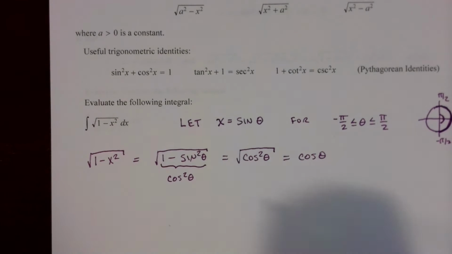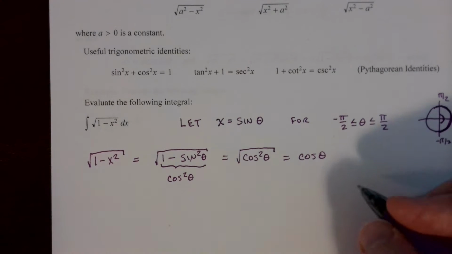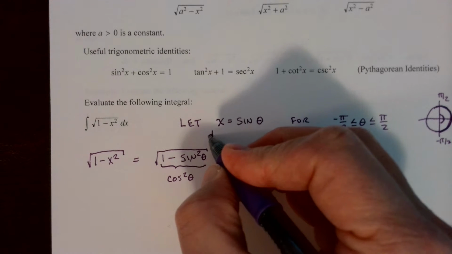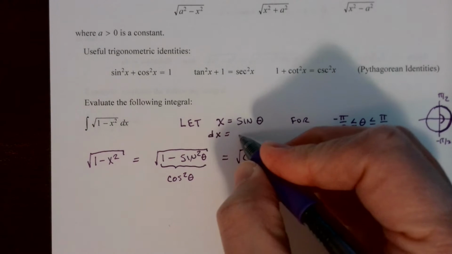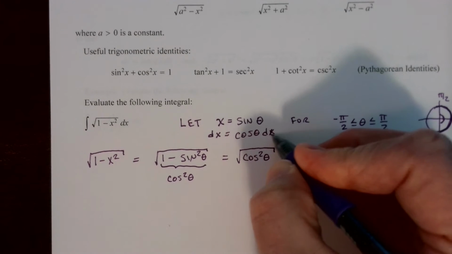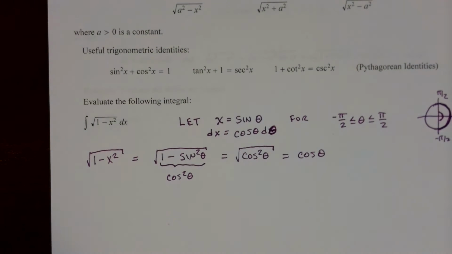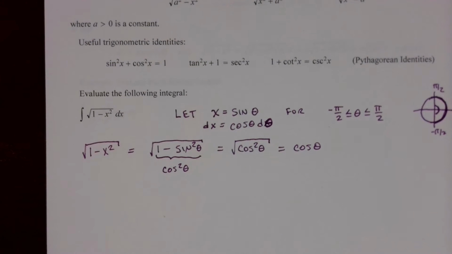Now, we still have to deal with the dx. Since x is sine of theta, what is dx? What's the derivative of sine of theta? That is cosine of theta. So dx is cosine theta d theta.